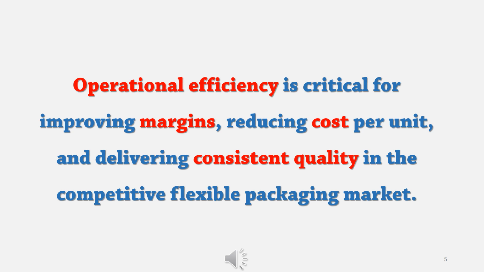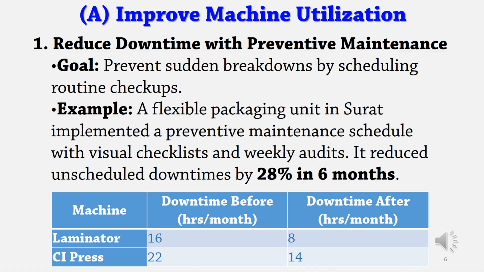Operational efficiency is critical for improving margins, reducing cost per unit, and delivering consistent quality in the competitive flexible packaging market. Now, let's discuss how to improve machine utilization. Reduce downtime with preventive maintenance.